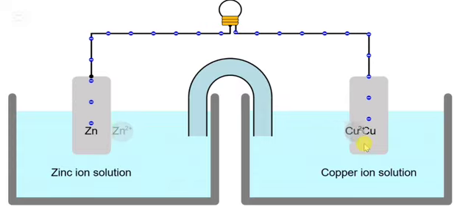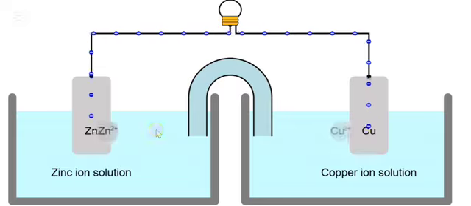And here, the process that is taking place is reduction, because there is a gain of electrons. Remember, anytime there is a gain of electrons, there is always a decrease in oxidation number. Anytime there is a loss of electrons, this is oxidation. When there is a loss of electrons, there is always an increase in oxidation number.